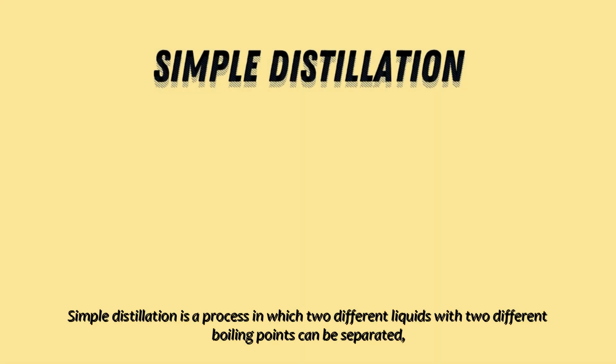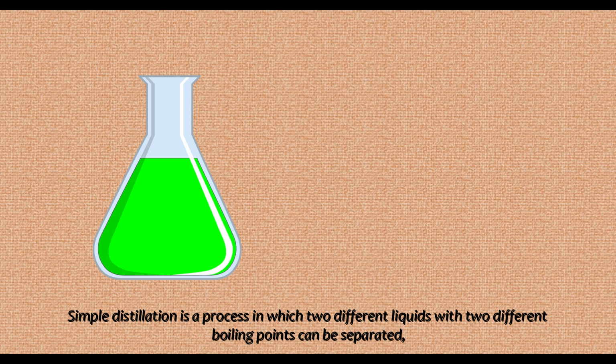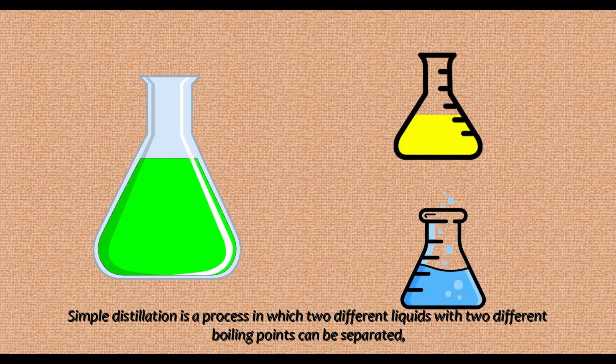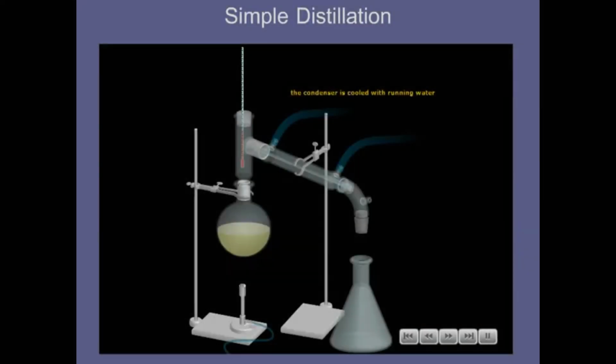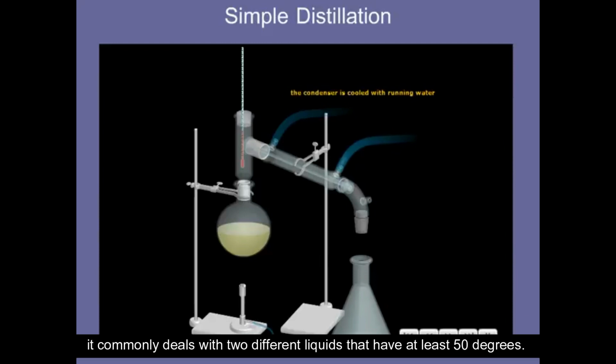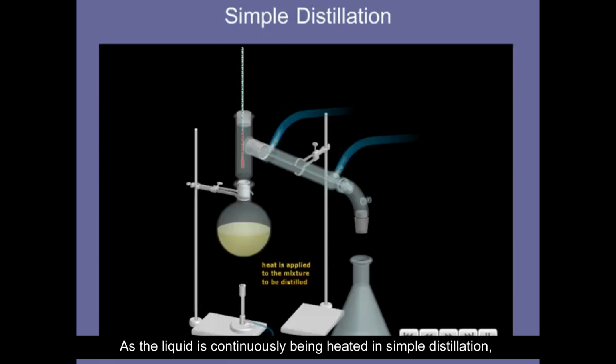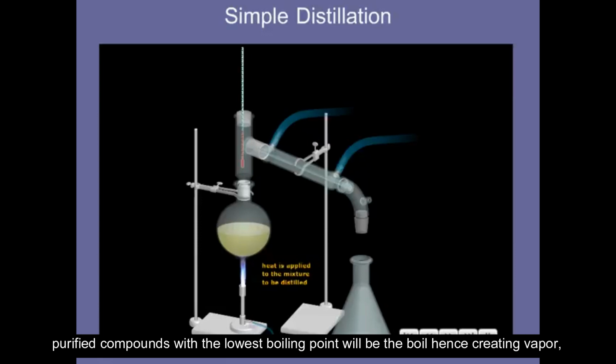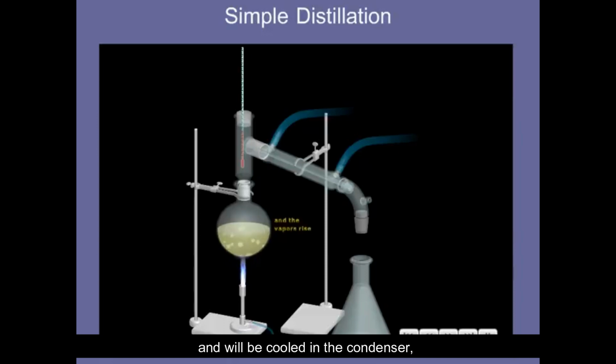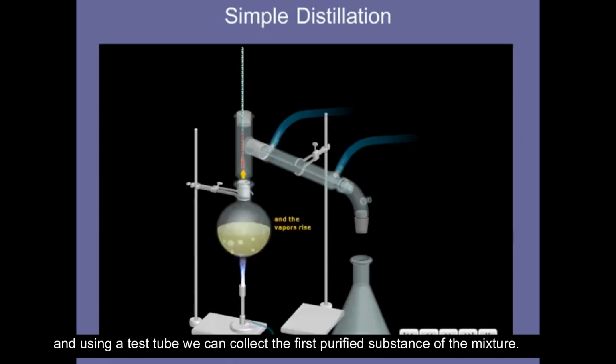Simple distillation is a process in which two different liquids with two different boiling points can be separated. It commonly deals with two different liquids that have at least 50 degrees difference in their boiling points. As the liquid is continuously being heated in simple distillation, the compound with the lowest boiling point will be the first to boil, hence creating vapor, and will be cooled in the condenser, and using a test tube, we can collect the first purified substance of the mixture.